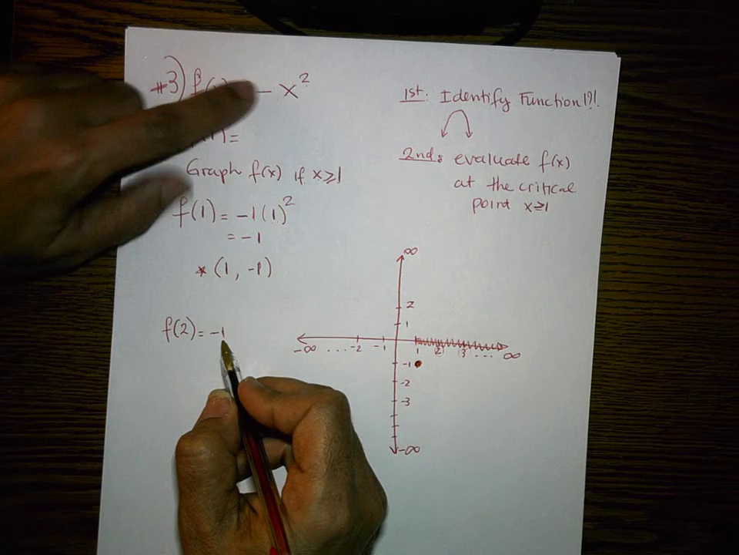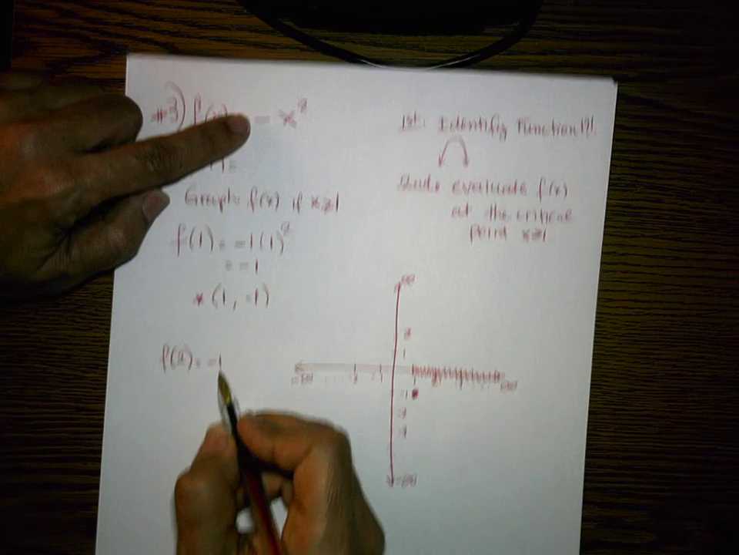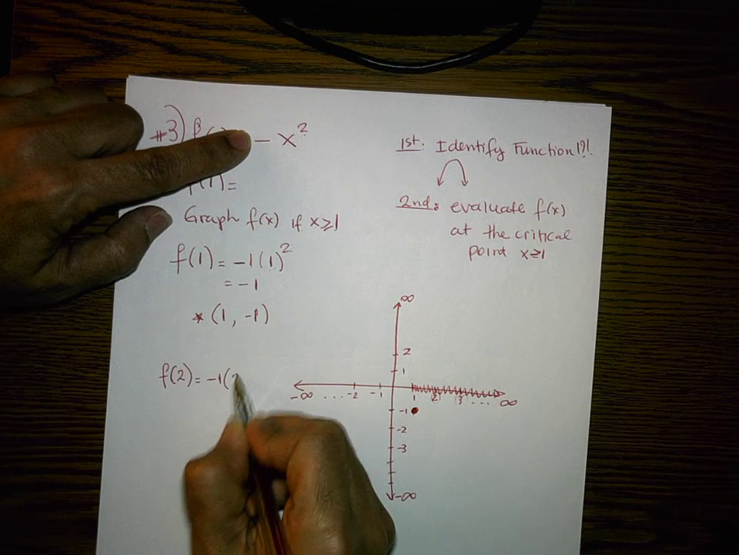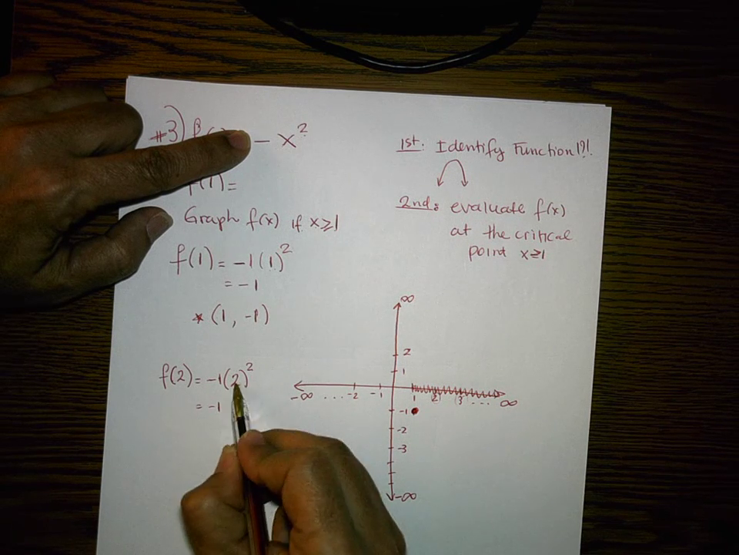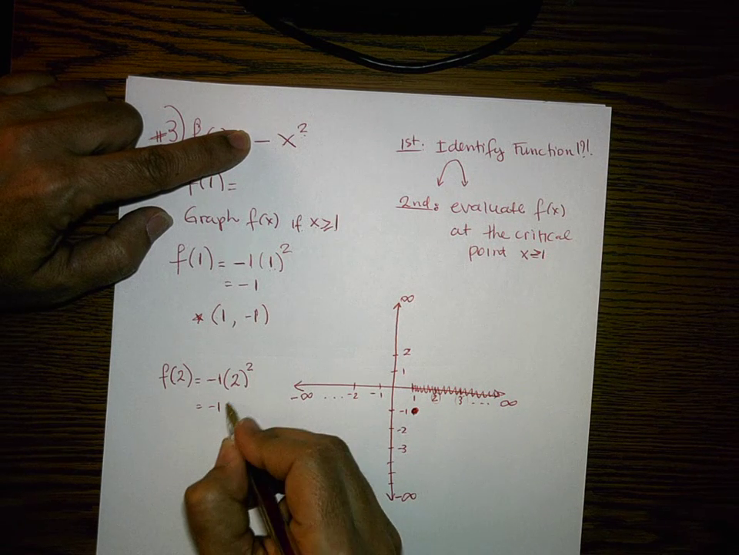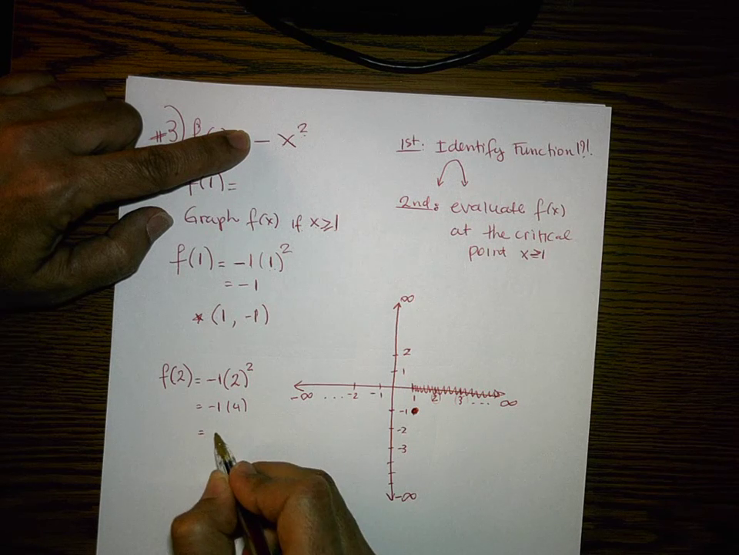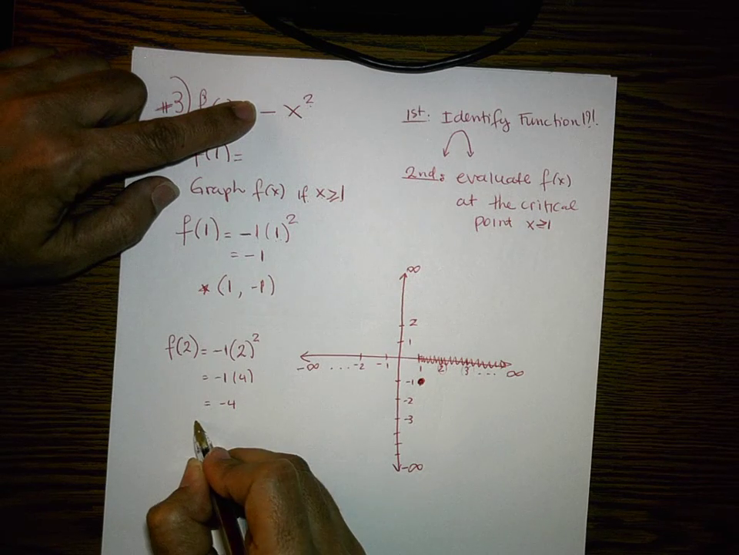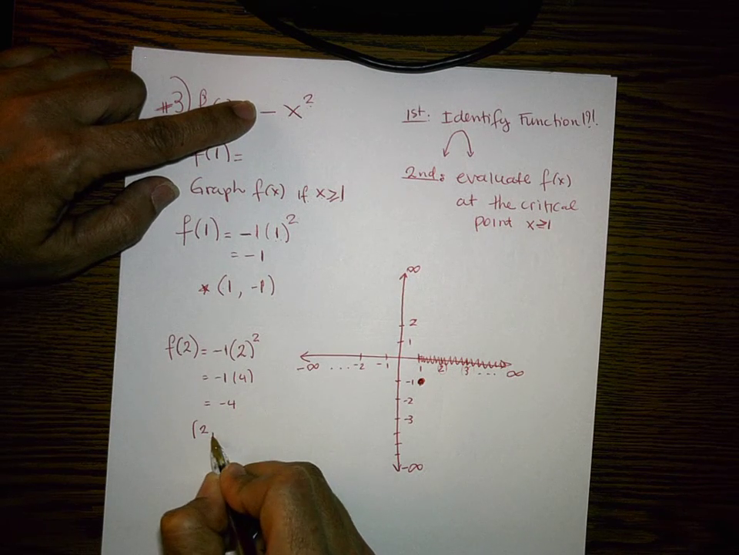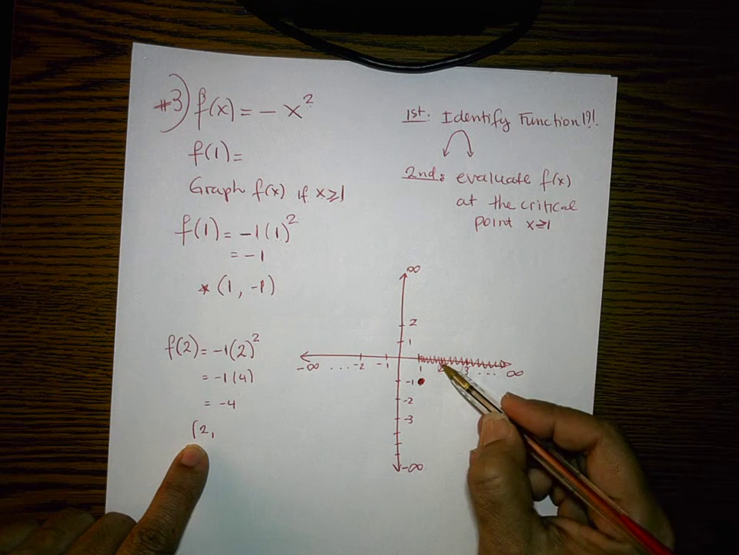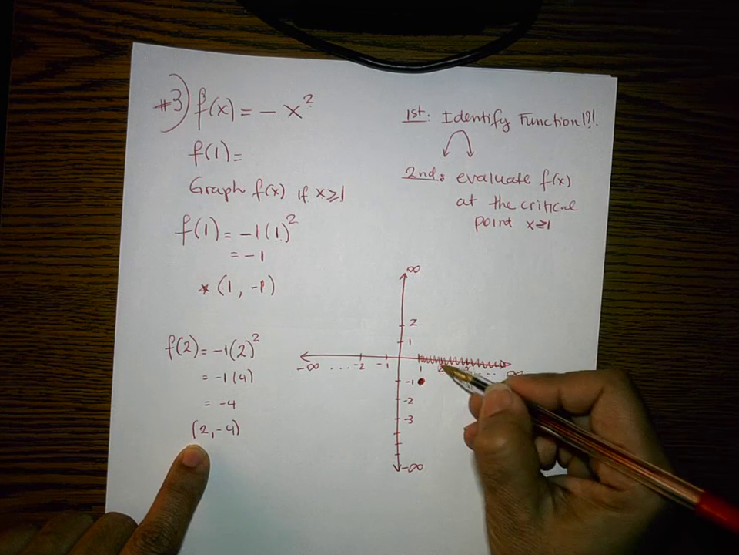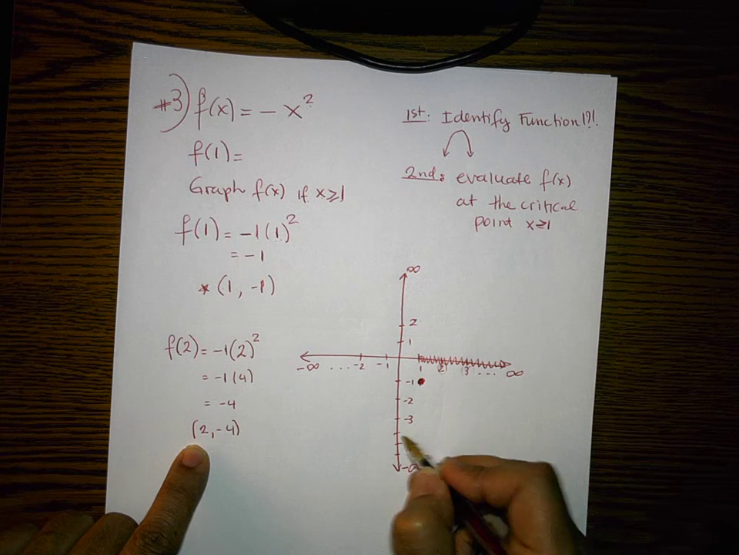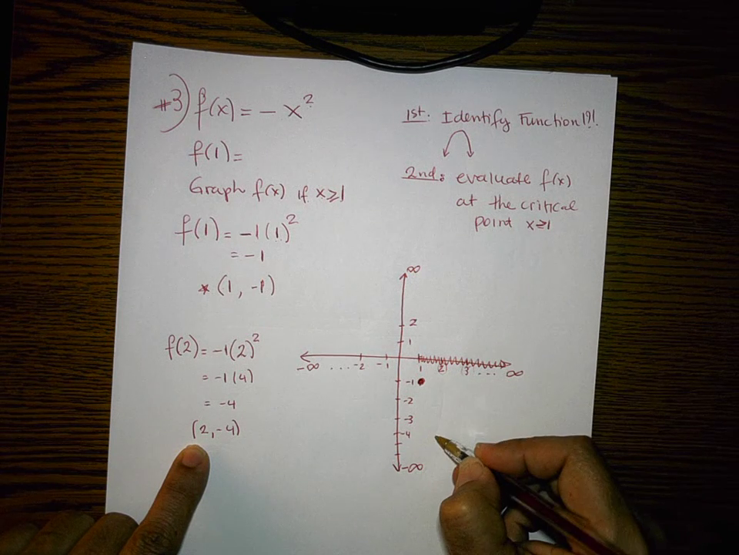-1, because that's my leading coefficient here, times my 2 squared. -1, 2 squared is 4. So -1 times 4, and we get -4. So it looks like we plugged in a 2 for x, which is part of our domain, and we got a -4 for y. So 2 comma -4, somewhere down here, right there.